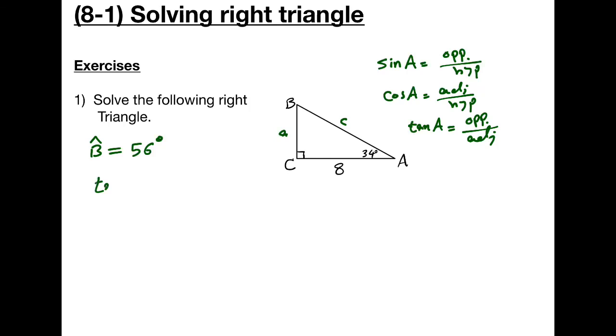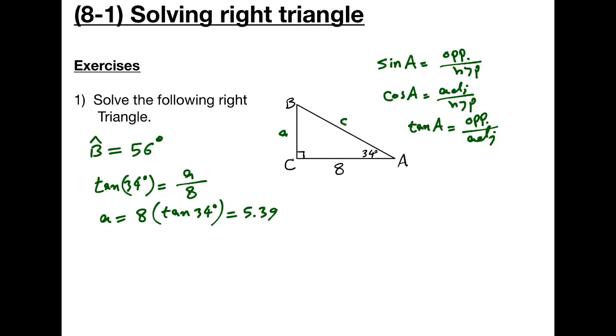So tangent of 34 equals opposite, which is a, divided by adjacent, which is 8. And now you have to cross product. So a equals 8 times tangent of 34 degrees, and now here you have to use a calculator to get the answer of 5.39. So that's an approximate answer to the length of BC.